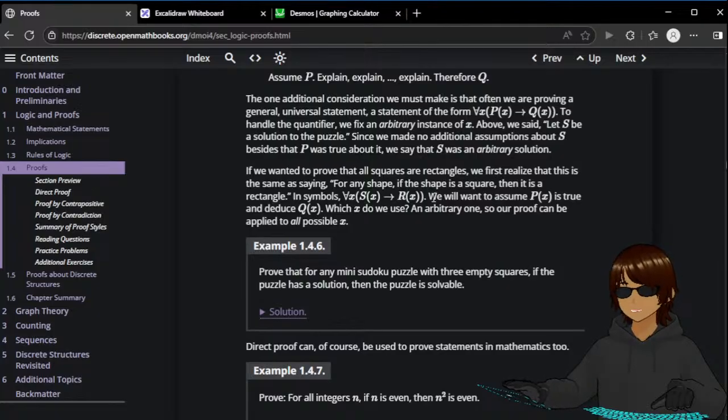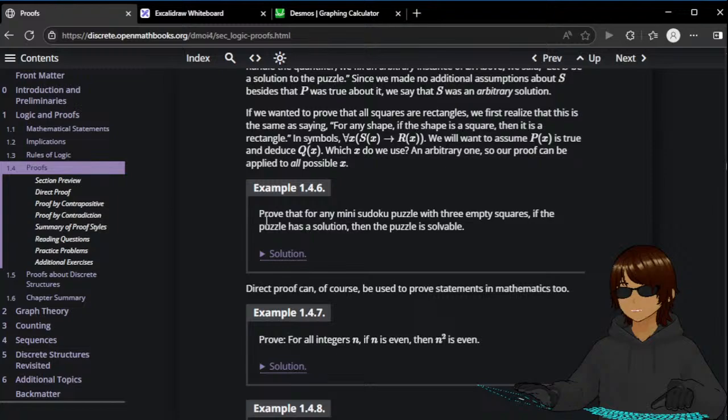We will want to assume P of x is true and deduce Q. What x do we use? An arbitrary one, so our proof can be applied to all possible x. Prove that for any mini Sudoku puzzle with 3 empty squares, if the puzzle has a solution, then the puzzle is solvable.